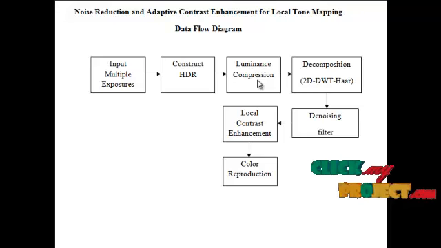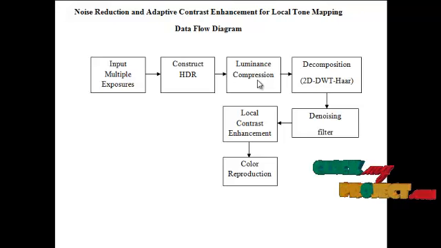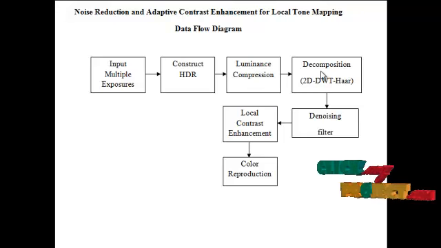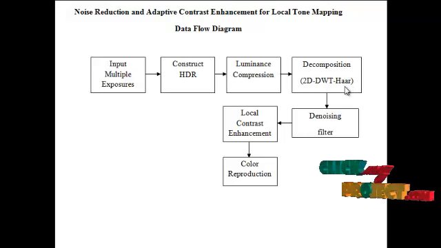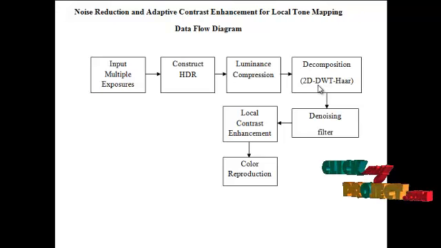Here you will have a color conversion, that is from RGB to HSV or YUV, any color space having a luminance value. That particular luminance value alone will be compressed and subjected to decomposition. In decomposition, we implement a 2D discrete wavelet transform using the Haar filter. This provides 4 bands, LL, LH, HL and HH, that is the low frequency band, high frequency band, diagonal band and vertical band.